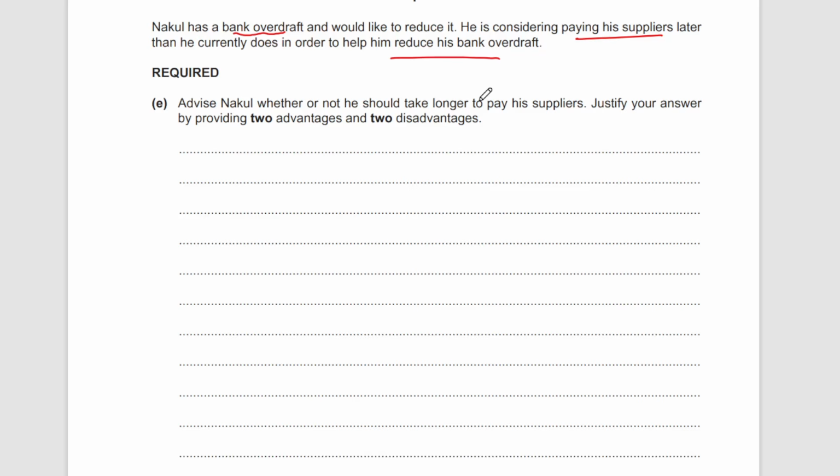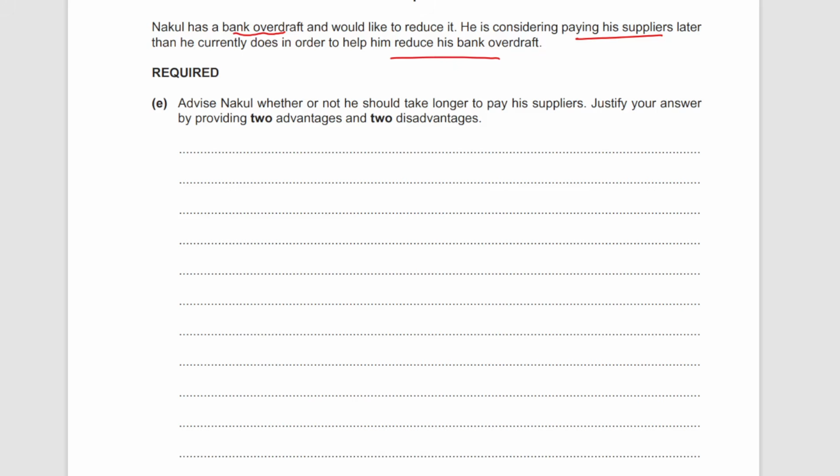What are you going to do ultimately? You don't have supplies. How would you sell further, right? It's going to put you into more trouble. So there are better ways to deal with bank overdraft than to not pay suppliers. And for that reason, we think it's a bad idea. He should not take longer to pay his suppliers. I forgot to mention paying earlier to the suppliers will also give us some discounts, cash discounts, isn't it?